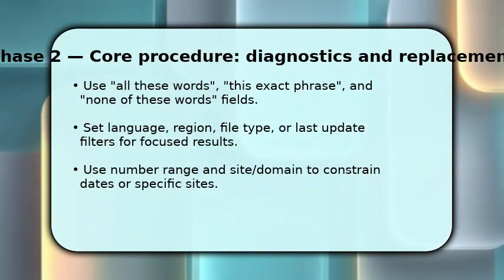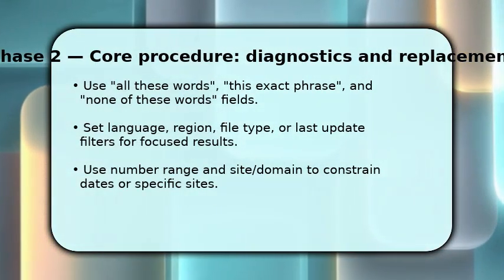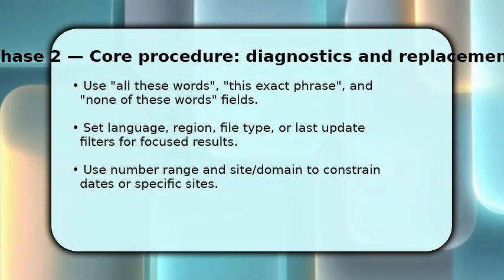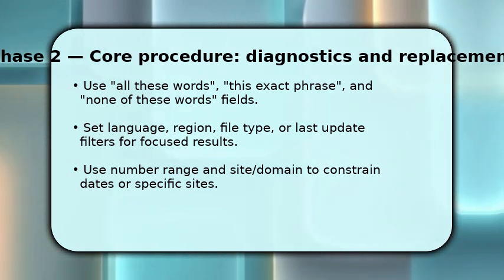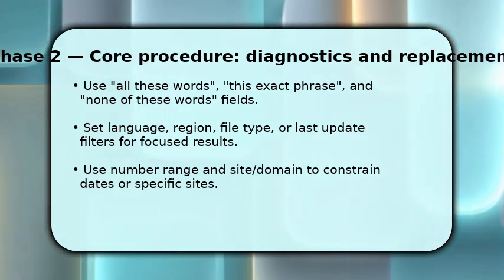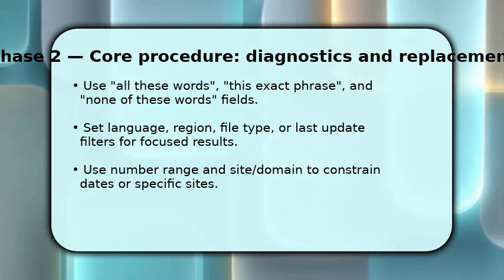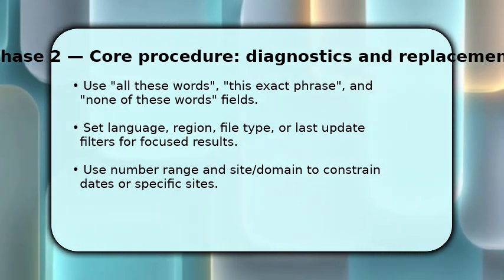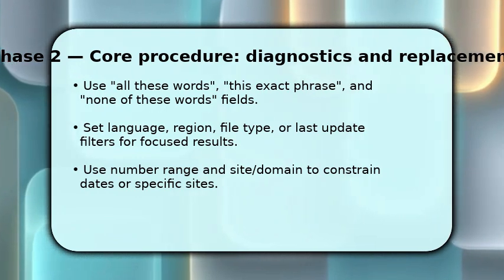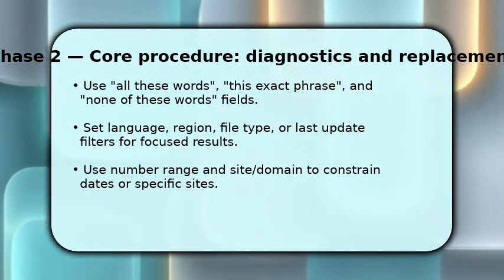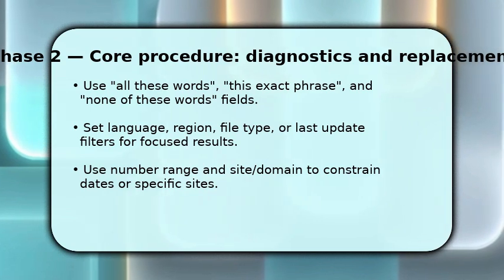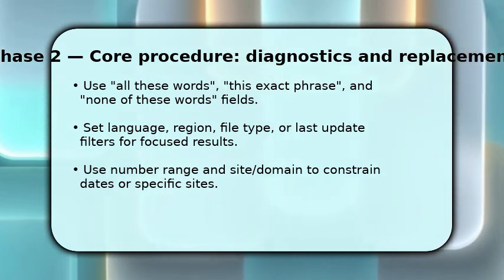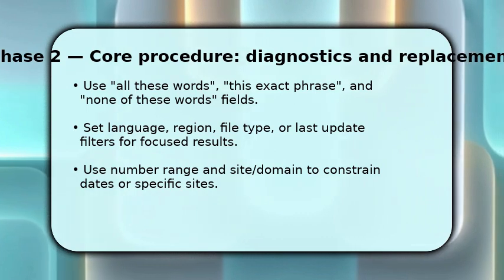Once the advanced search form is open, fill the fields intentionally. Put required terms in all these words, quotes or exact phrases in this exact phrase, and exclude terms in none of these words. Next, choose language, region, or last update to narrow freshness and locale. If you need PDFs or spreadsheets, set file type. Use site or domain to limit sources. This layered approach reduces noise and surfaces higher precision results, so you spend less time scanning irrelevant links.